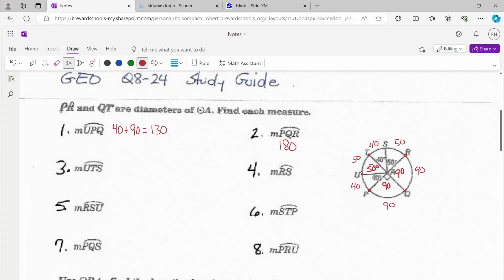UTS. This arc right here. That's 50 plus 40, 90 degrees. The measure of RS, R to S. There's the 50. It's already there. RSU, so we're starting at R, going through S, and stopping at U. RSU is going to be the 50 plus 40 plus 50, which is 140.